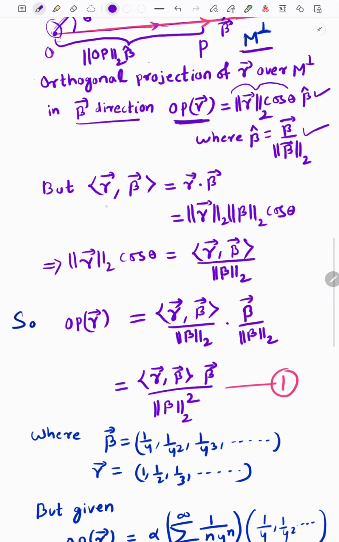Now we will calculate the inner product of these two elements, gamma vector and the beta vector. It is nothing but the dot product, and from the class 12 we know that the dot product of two vectors is nothing but the product of the magnitudes of the two vectors and cos theta. And if we simplify it, it turns out to be this. This is nothing but the OP length. OP length we will find this one.